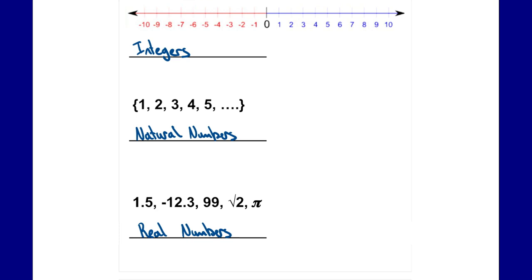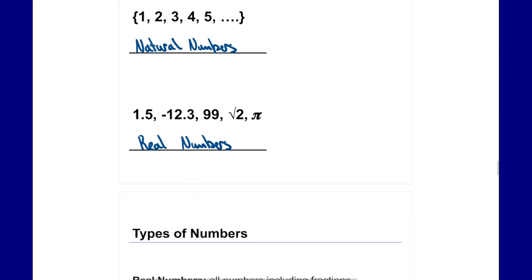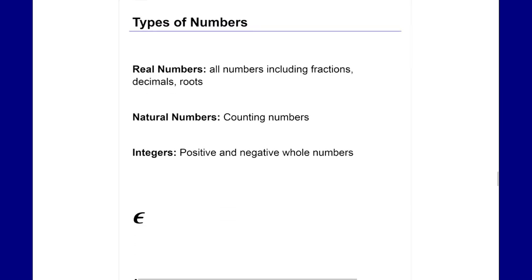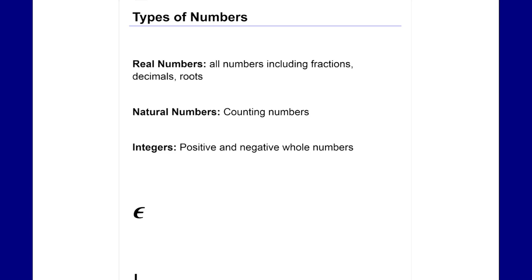So what do these terms actually refer to? Real numbers are all numbers including fractions, decimals, and roots. So any number you can think of is going to be a real number. Natural numbers are our counting numbers. Integers are our positive and negative whole numbers.